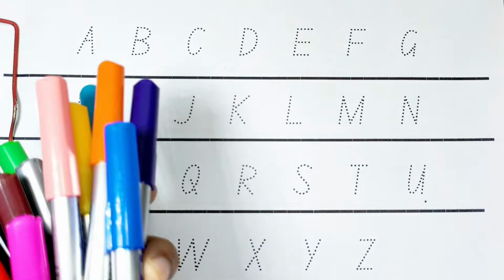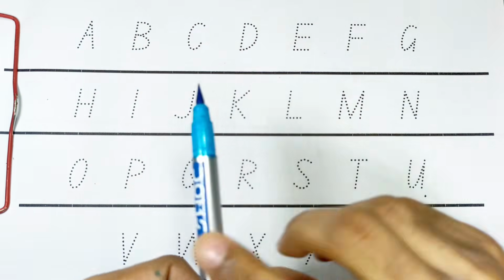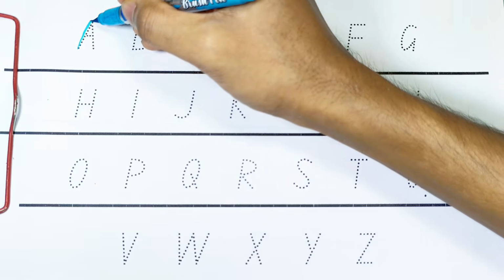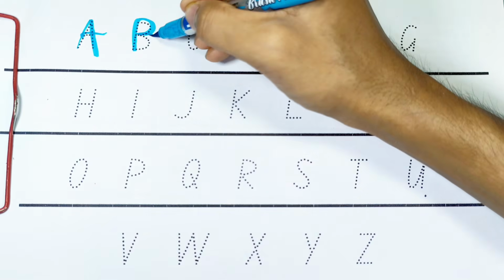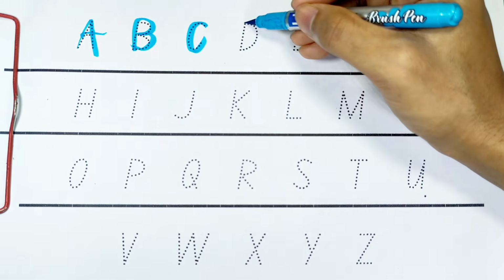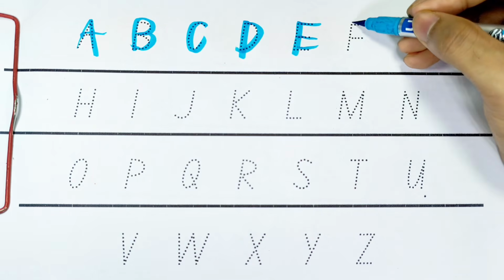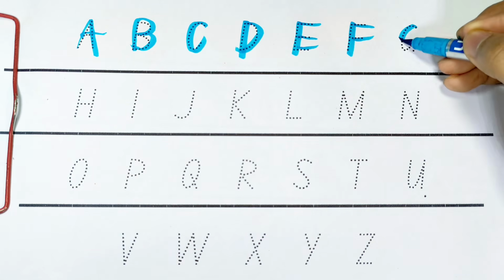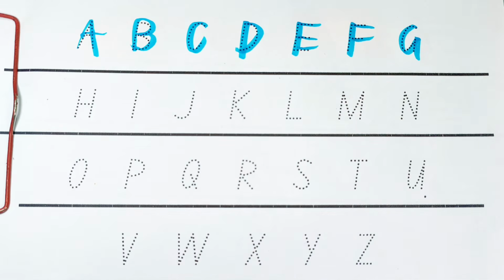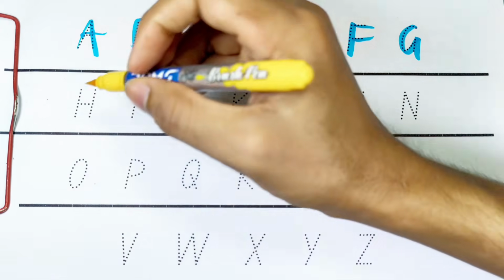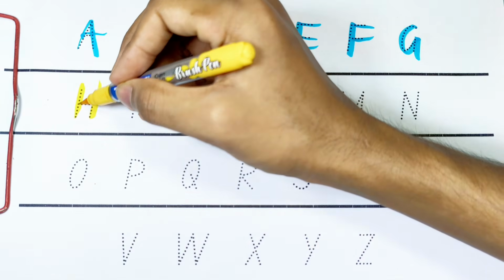Now we're writing alphabets A to Z. Sky blue color. A, B, C, D, E, F, G. The next one is H, I, J, K, L, M, N, O, P, D for dog, T, U for umbrella, V, W, X, Y, and Z. Now the yellow color, ABCs. Next time we're writing the alphabet, sing with me.